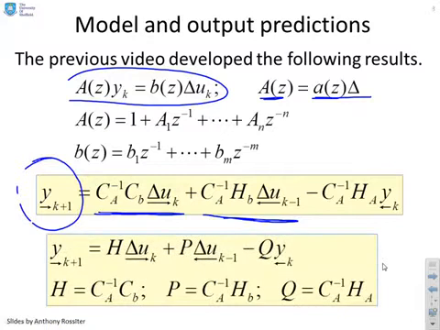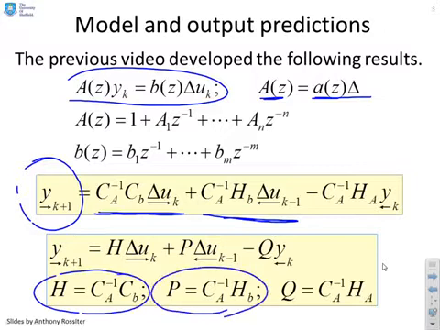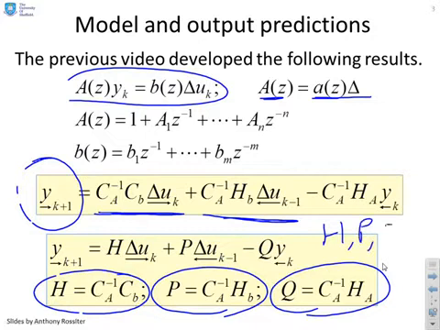Now you obviously can put more compact expressions here. You can write capital H for CA inverse CB, capital P for CA inverse HB, and capital Q for CA inverse HA. And so what we're going to do in this video is focus on how you get H, P and Q, which are the key matrices you need for predictive control.